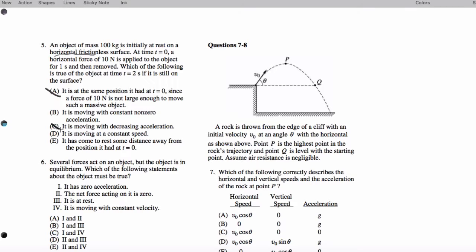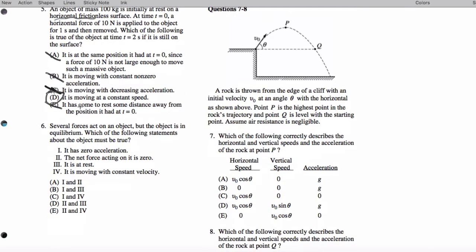It will not move. The acceleration stops. There's no decreasing acceleration. It's just done. It will not come to rest. It is not accelerating. It will continue moving at a constant speed in a straight line forever. That is Newton's first law.